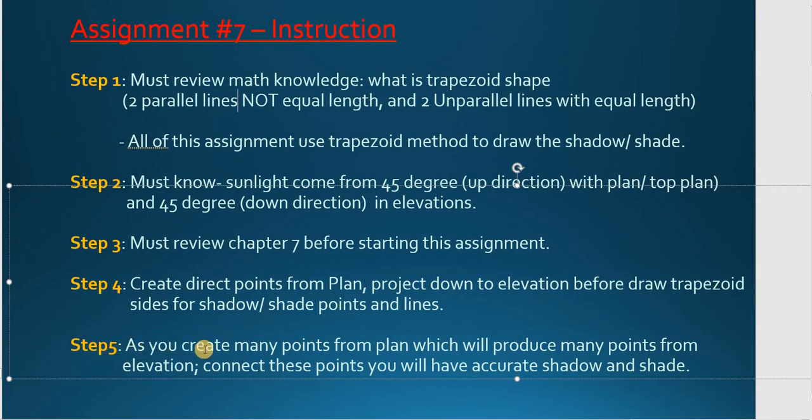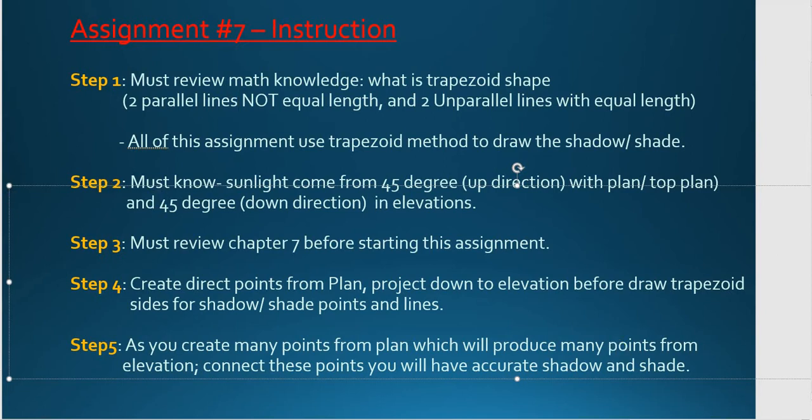Step 5, after you create many points from the plane and from the elevation, you will produce many points. If you place each next point close to the previous point, and you create many points like that, it makes the shadow more accurate. That means you can get a better shadow area. So when you do many points, you can get a shadow that is very smooth, and you can see that very clearly in the example later.